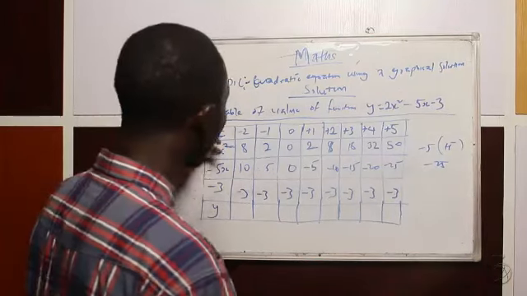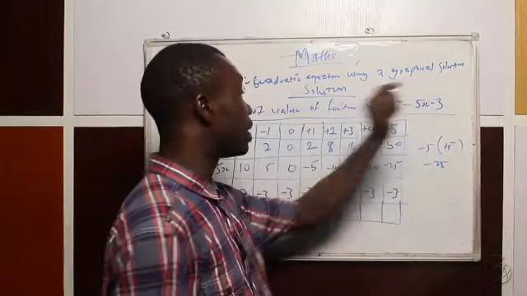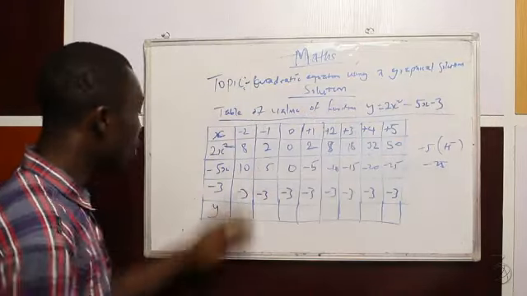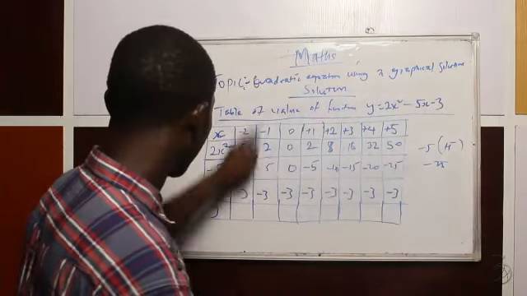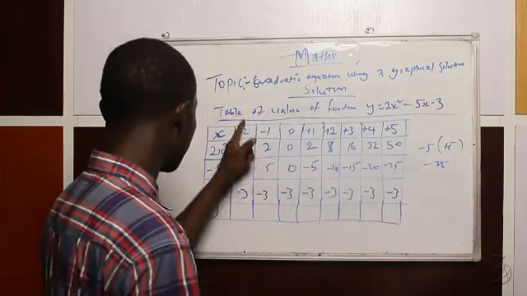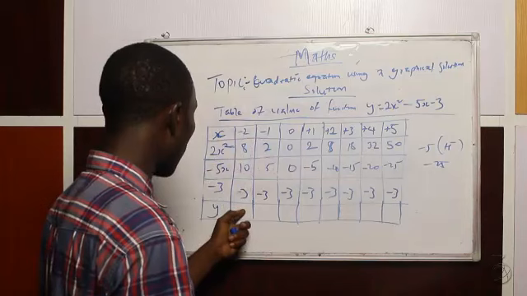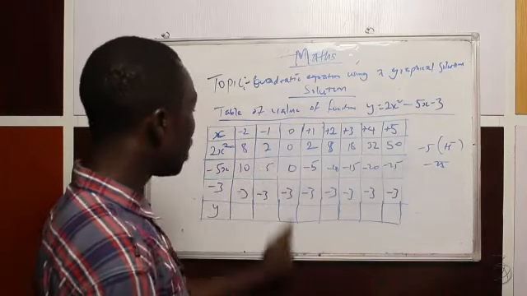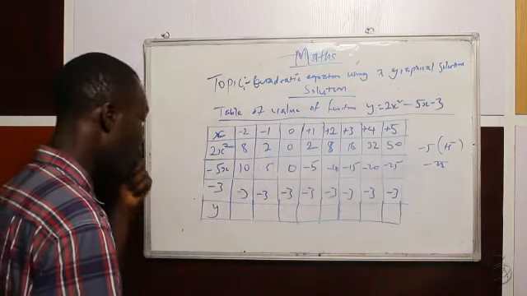Now, how do we find the value of our y? Because y is equal to this. Anywhere we substitute the value, we calculate for our x value here. This is our x value. We calculate for our y value. In each of the columns, we calculate for our y value.